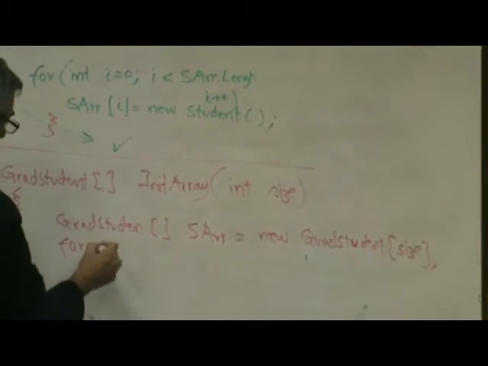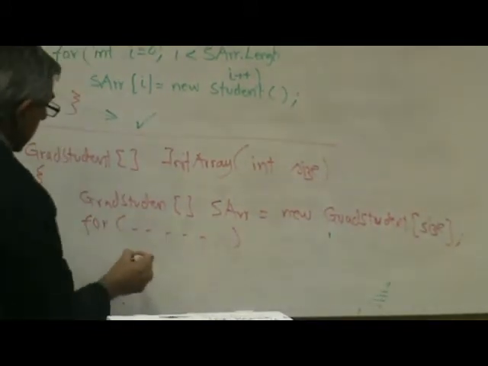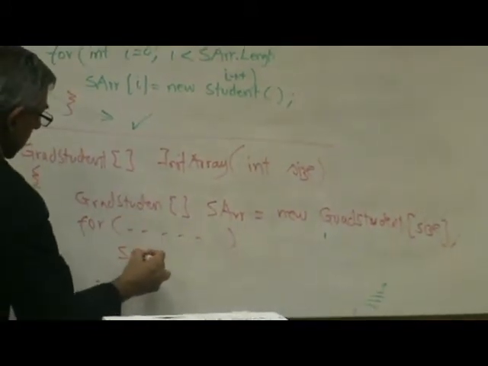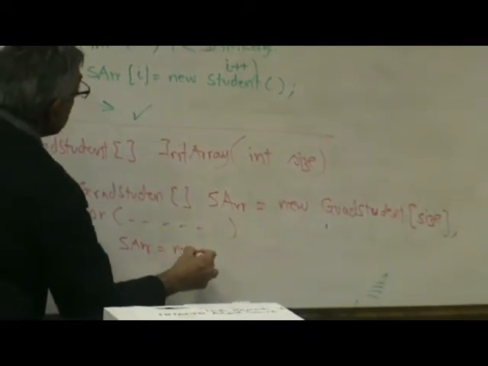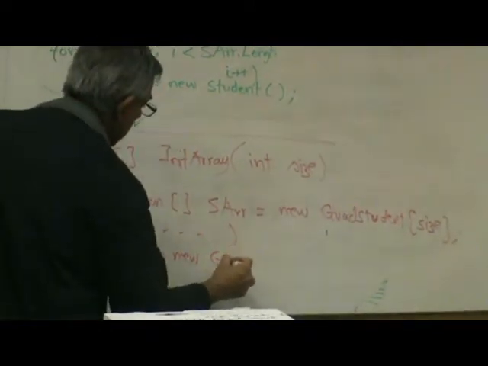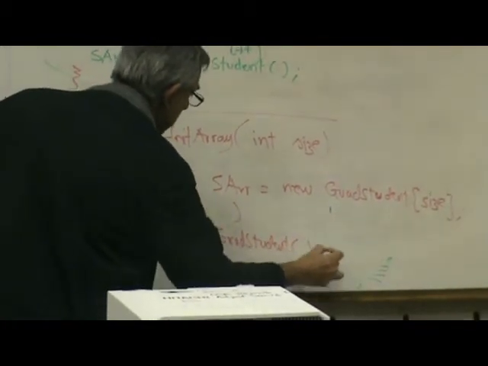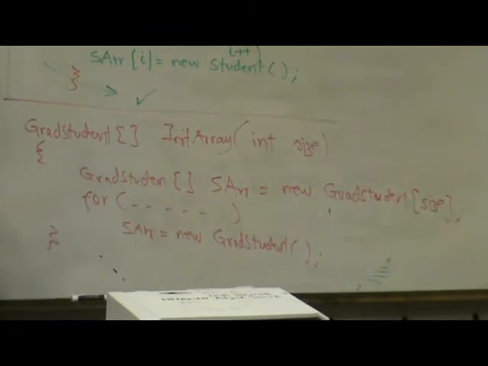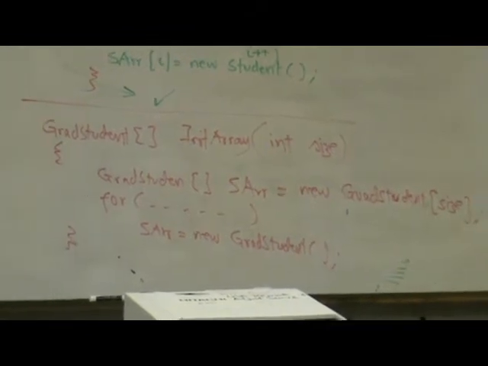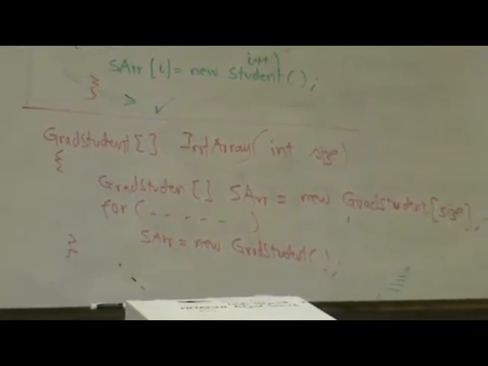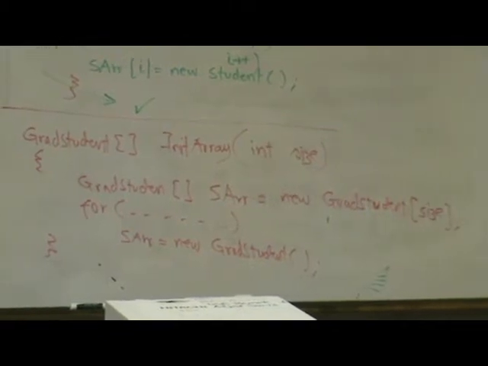Okay, and then the for loop, correct? Yeah. For, and then the only difference is it will say S array equal to new grad student. Correct?